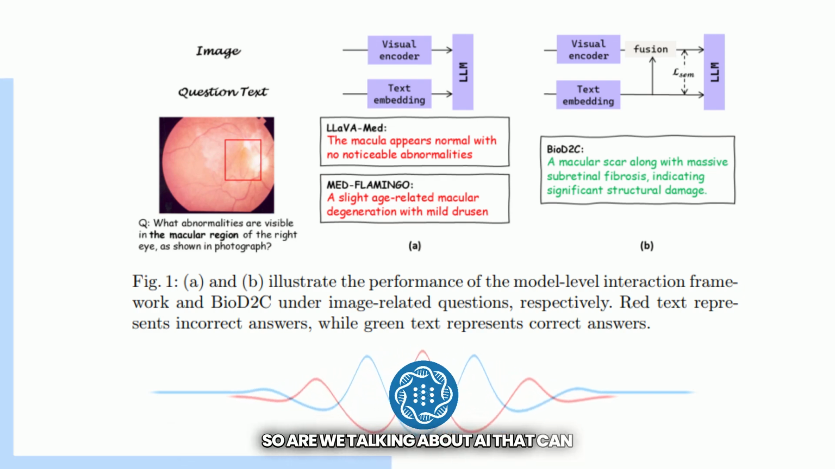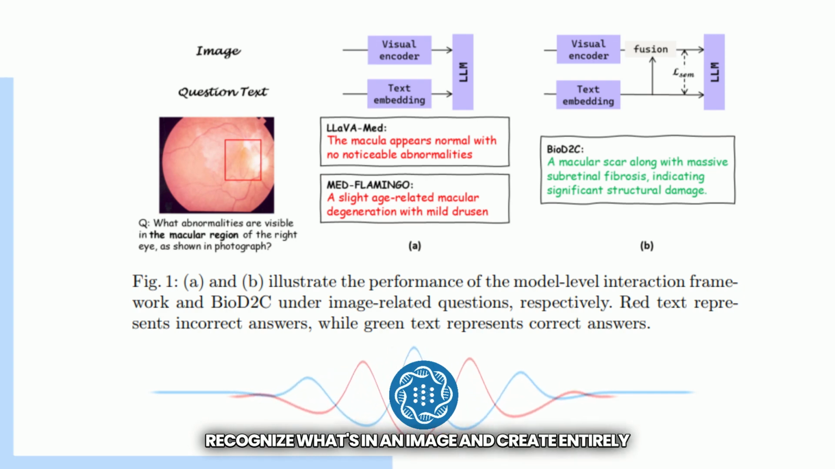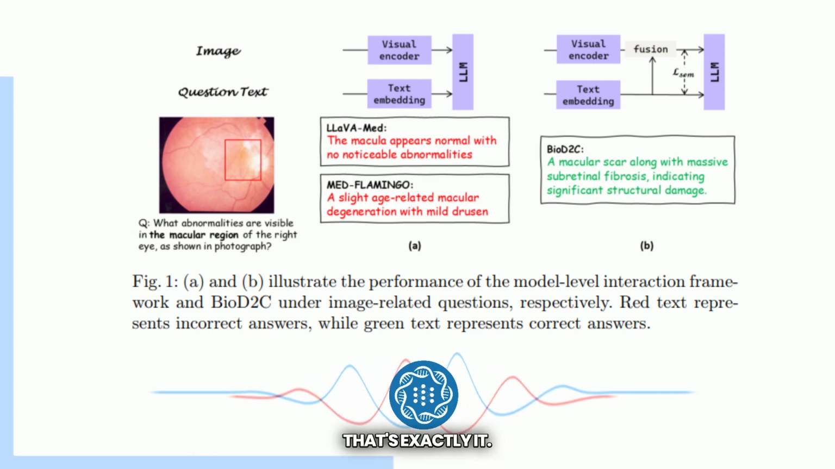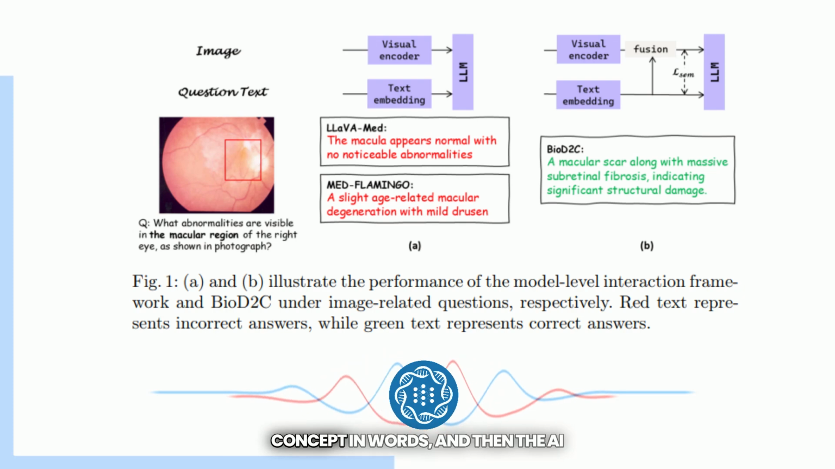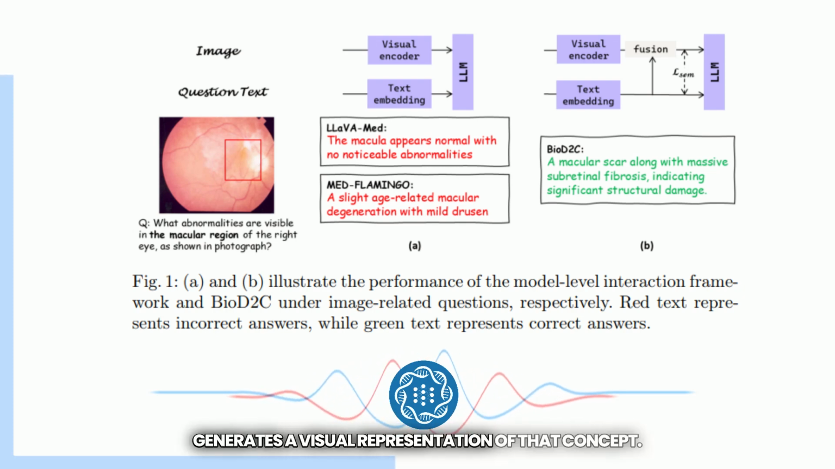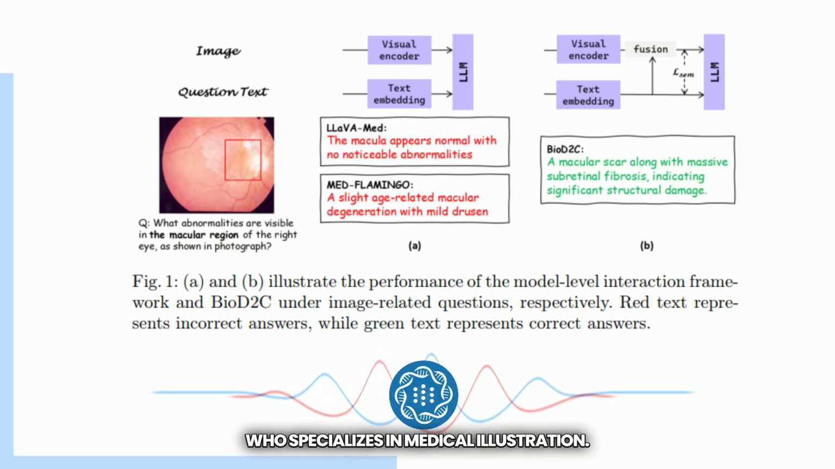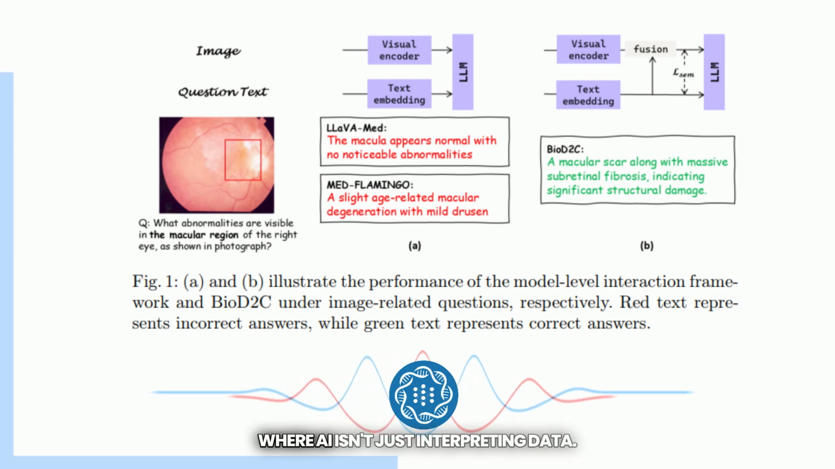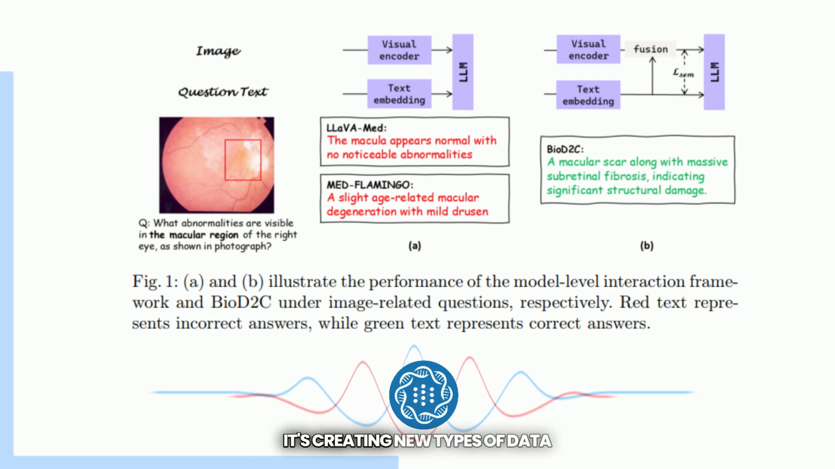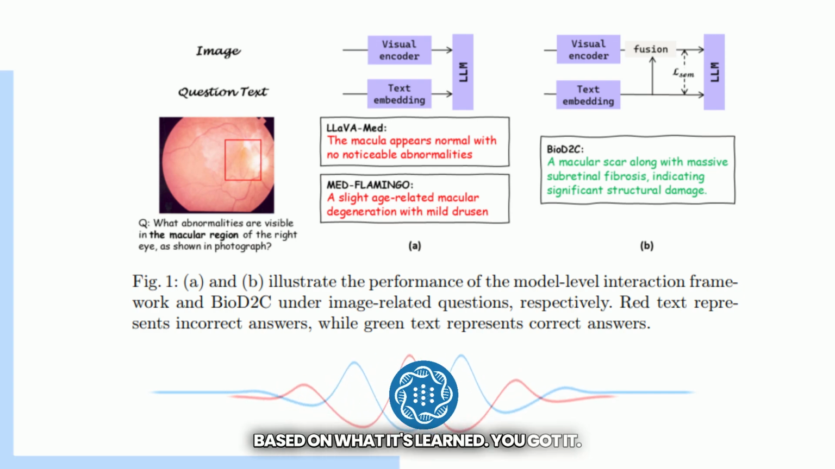So are we talking about AI that can recognize what's in an image and create entirely new visual representations based on that? That's exactly it. Imagine being able to describe a medical concept in words, and then the AI generates a visual representation of that concept. That's amazing. Like having an AI artist who specializes in medical illustration. It seems like we're entering an era where AI isn't just interpreting data, it's creating new types of data based on what it's learned. You got it.